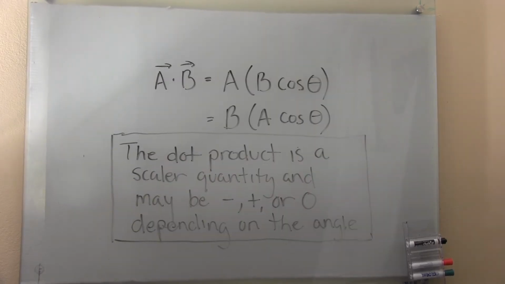The dot product, vector A dot B, is equal to A times B cosine theta. It is also equal to B times A cosine theta. It is important to note that the dot product is a scalar quantity. However, it may be negative, positive, or zero, depending upon the angle between the two vectors.